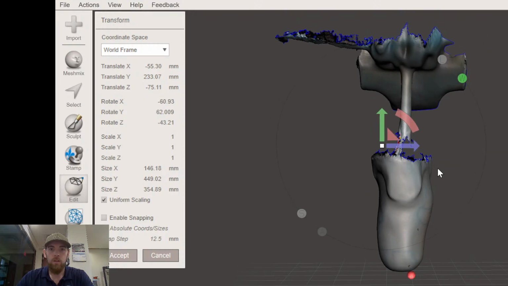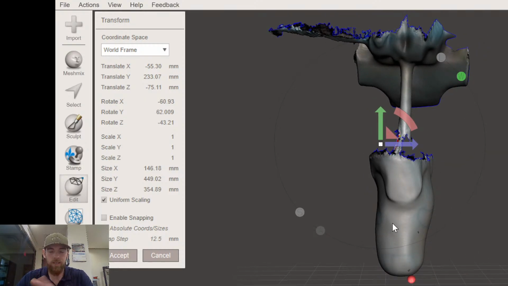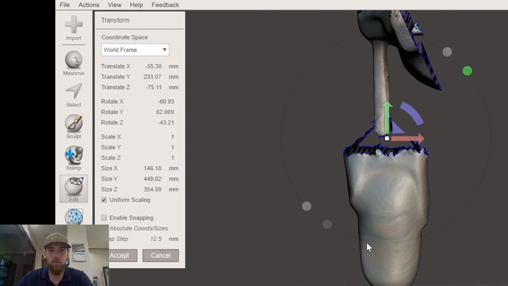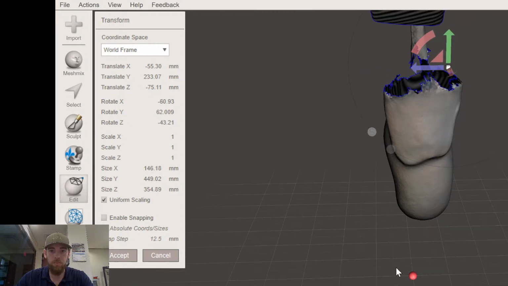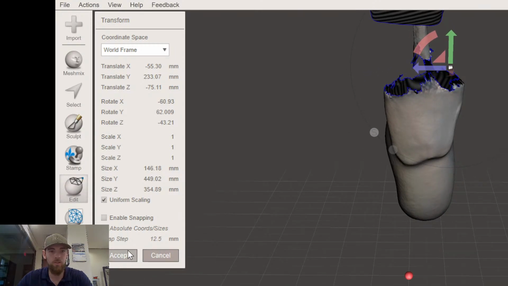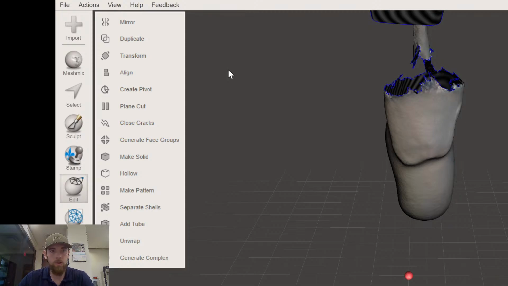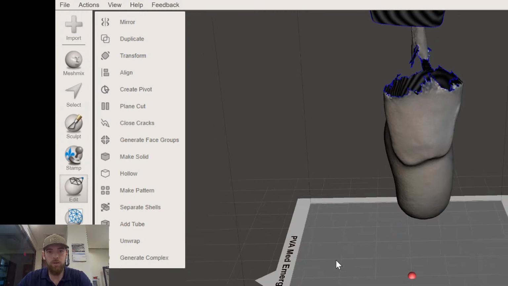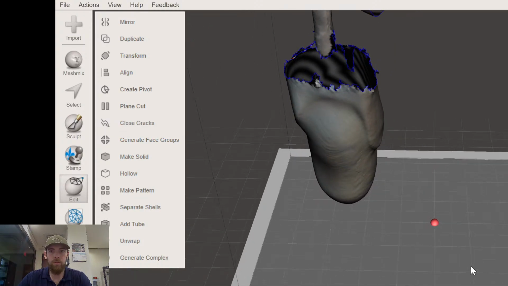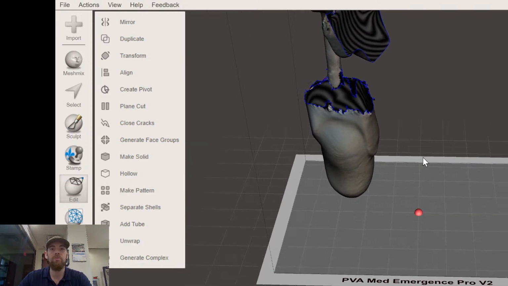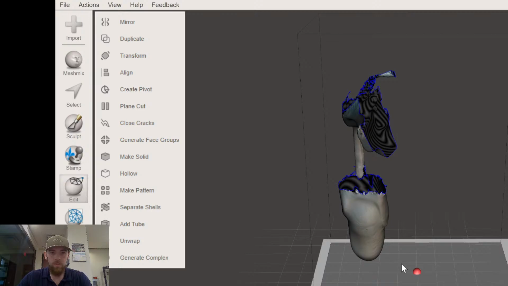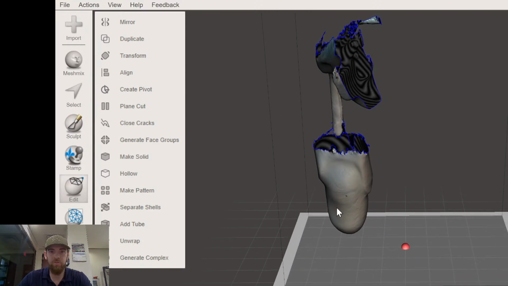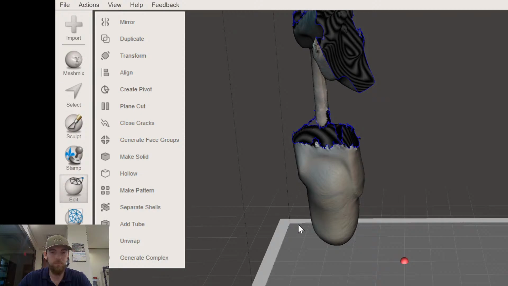So we're just, again, generally looking at this 3D scan. How we're looking at this in a 3D space is just something to get used to. How do we know that this 3D scan is actually scaled properly and it's large enough? Here up in the View tab, I have a Show Printer Bed option. I have input the dimensions for the PVA-Med Emergence Pro V2, and I know that generally speaking, within this bounding box, this 3D scan would be of the relative size that it should be.